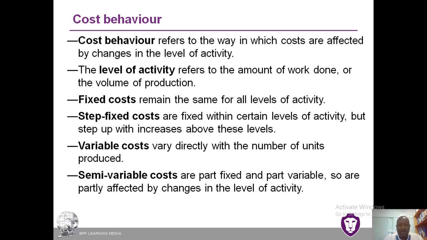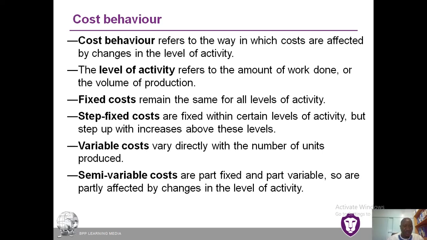For example, if you are renting a factory that can accommodate 1,000 units, it means that as long as you are producing less than 1,000 units, you only rent one warehouse. But the moment you increase your output beyond that 1,000 units, you have to rent the second warehouse. So the rental cost for the warehouse will step up. And that's what we mean by step fixed cost: a fixed cost that is fixed within a certain level of activity, beyond which the cost will definitely step up.